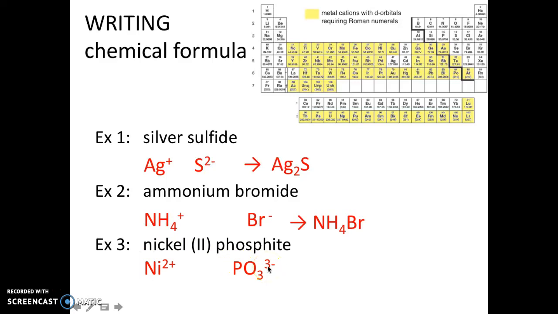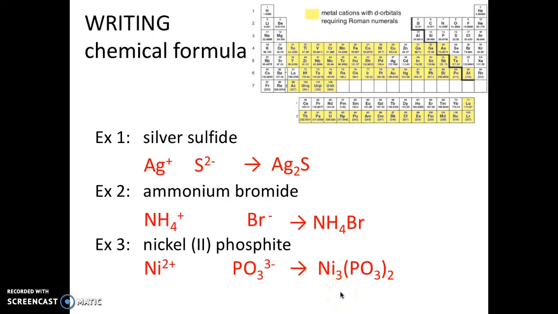The common multiple between 3 and 2 is 6. So in order to get 6 positive charges on the cation end, you need 2 more of the nickel 2+ ions, giving you a total of 3 nickel 2+ ions. In order to get a -6 on this side, you need 2 of these phosphite ions. So in having 2 of these phosphite ions, you will now have a -6 overall charge on the anions. And so the formula will be Ni3, because you tripled up the nickel 2+ ion, and then you doubled up the phosphite ion, and so you will see the phosphite ion doubled up right here with the parentheses around it because you're grouping the whole polyatomic ion.